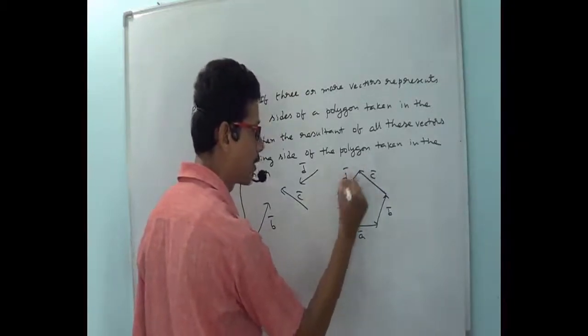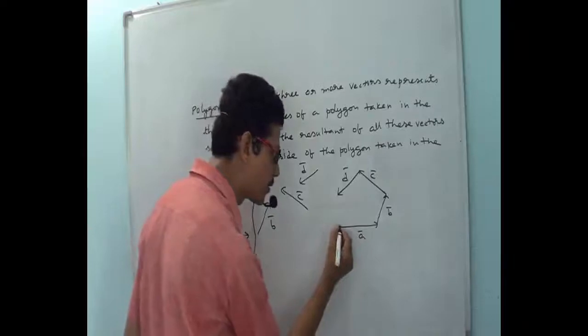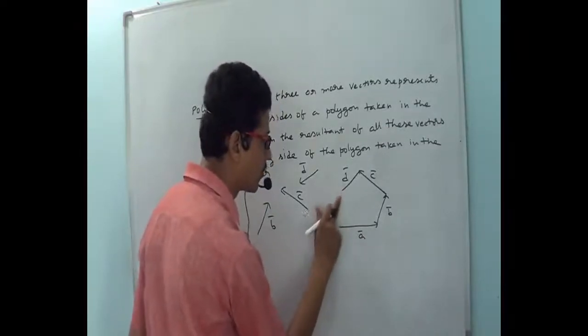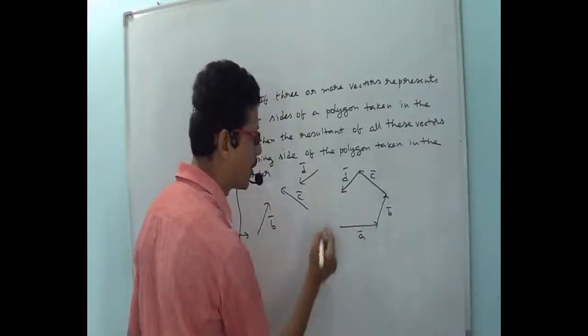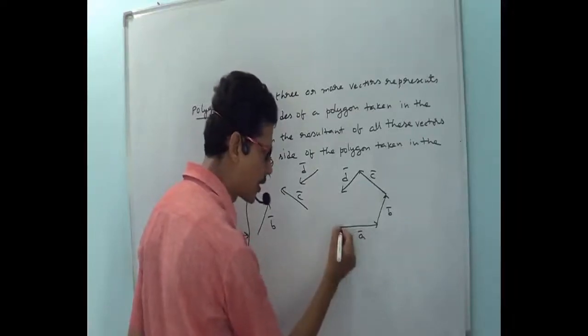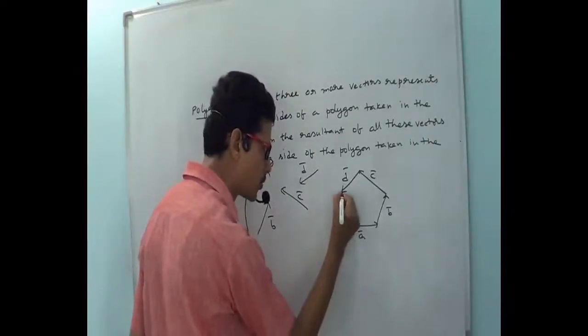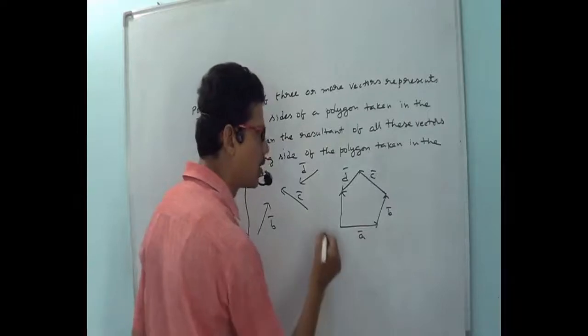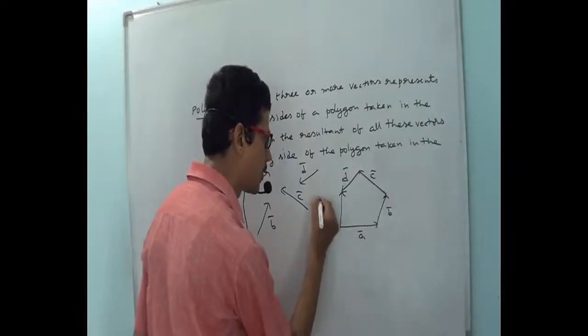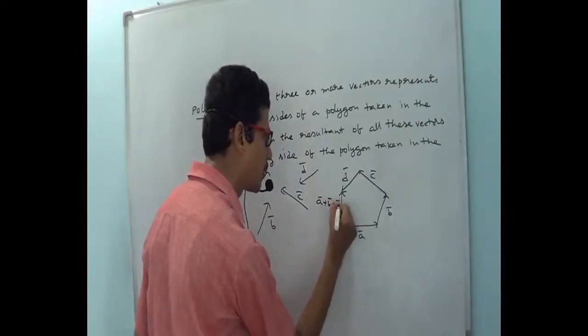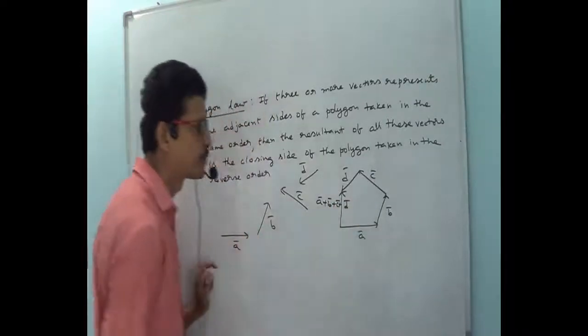And what is the resultant of all these vectors? The closing side, a little small we can draw, same. This is the closing side. This closing side is nothing but the resultant, A bar plus B bar plus C bar plus D bar.